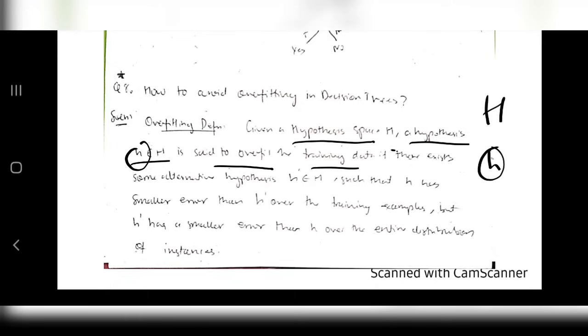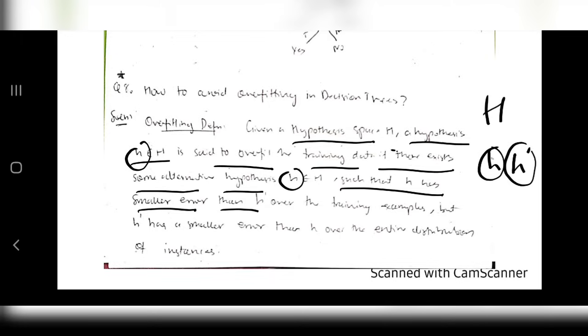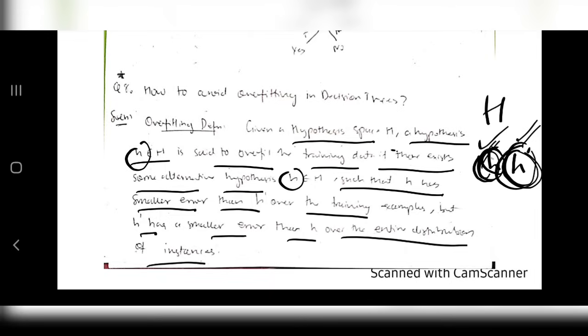We can tell when there exists some alternative hypothesis h dash, another small h, such that h has a smaller error than h dash over the training examples. This one performs well in training, but h dash has a smaller error than h over the entire distribution of instances. That means at testing time, h dash will score more. If there exists h dash, then h is overfitting. In training it will do better than h dash, but overall it will not do well. That is called overfitting.